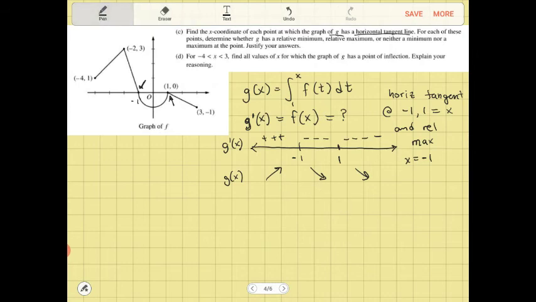Hey, let's keep going. Let's do the last question before we end. All right. Now what they're asking you to do is to find all the values of x where we have points of inflection.